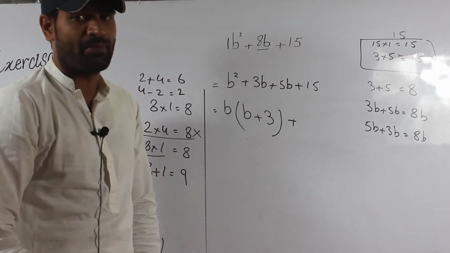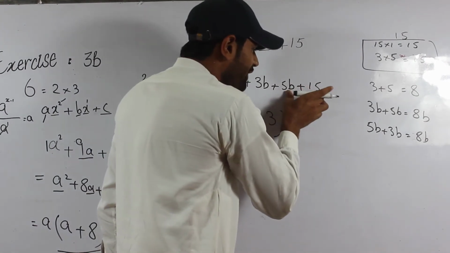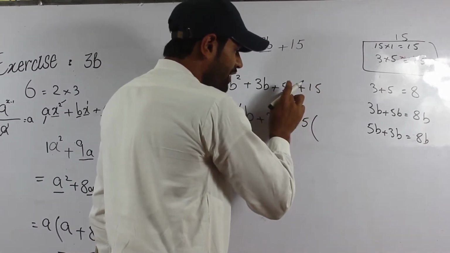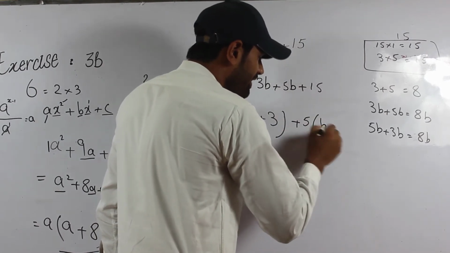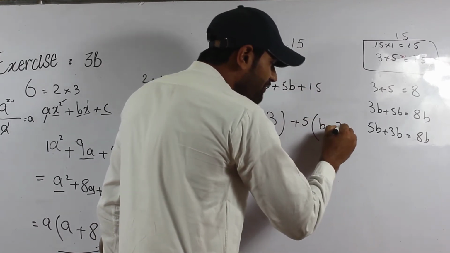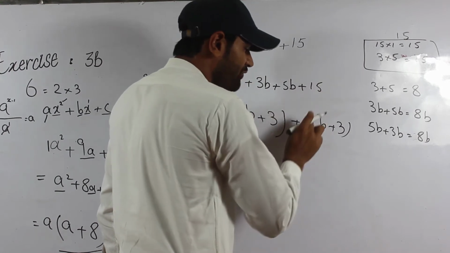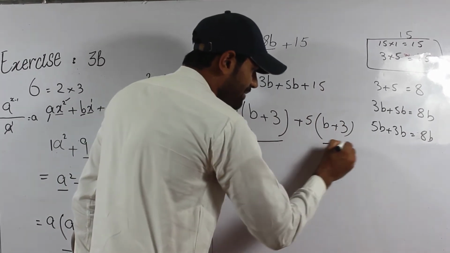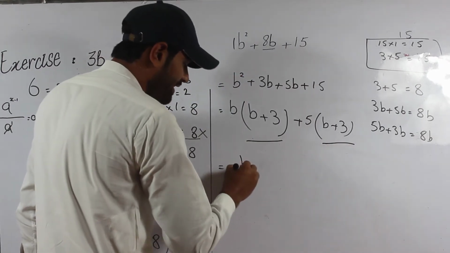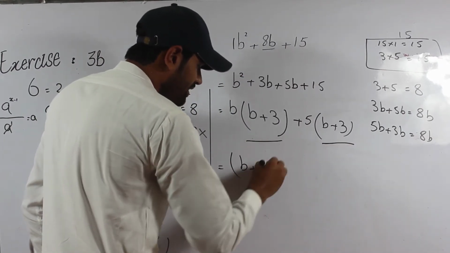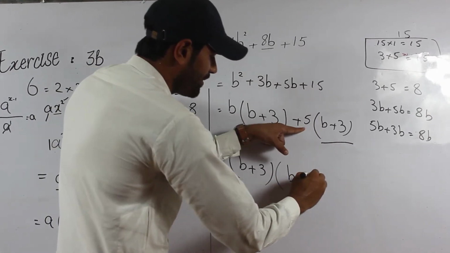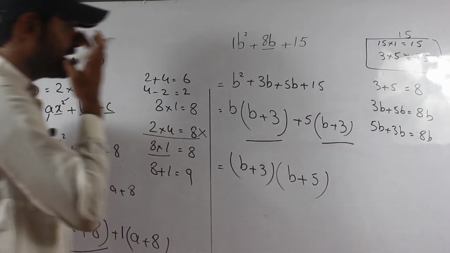Which number is common in 5b plus 15? 5 is common, so I divide by 5. 5 divided by 5 leaves b, and 15 divided by 5 leaves 3. So here I get the same expression, b plus 3. I take b plus 3 common. Here 5b's remaining part is b and here remains 5. So these are the factors.